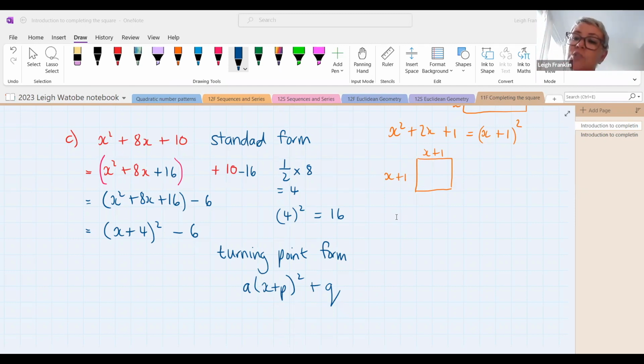Because remember, the whole idea is we want to make a perfect square, and then we're going to collect our like terms together. So the plus 10 minus 16. Okay, ma'am. Okay. Thank you. All right, no problem.